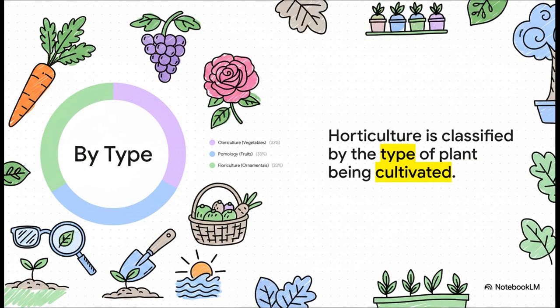Now, on the horticulture side of things, it gets a little more personal, right? It's all about what kind of plant we're growing. So if you're growing vegetables, welcome to the world of olericulture. If you're all about fruits, that's called pomology. And if you're growing plants just because they're beautiful, like flowers or shrubs, then you're practicing floriculture.